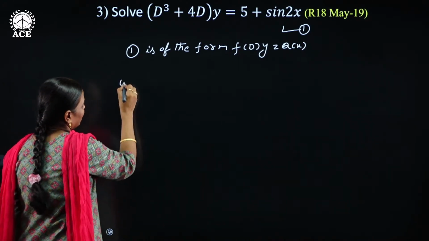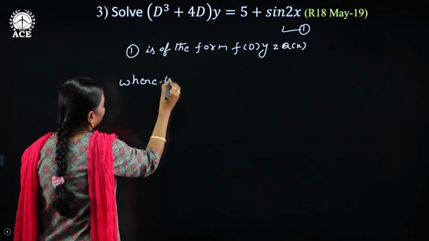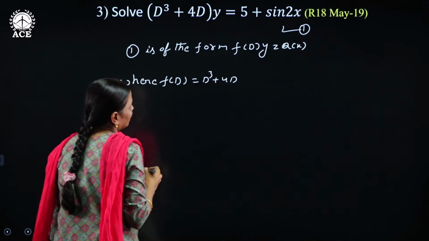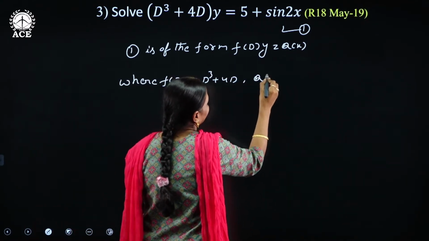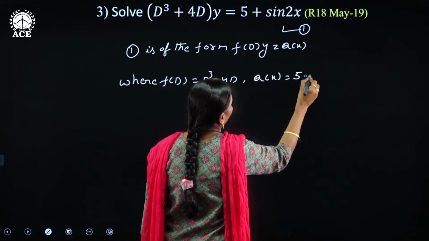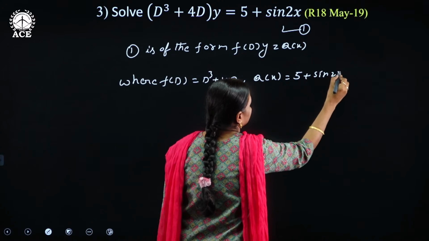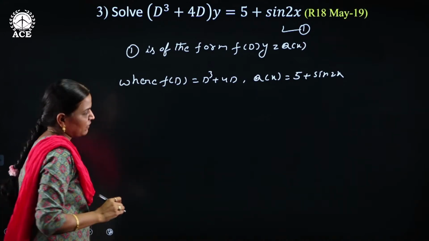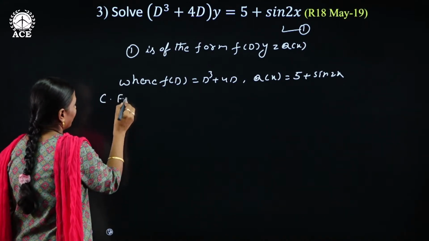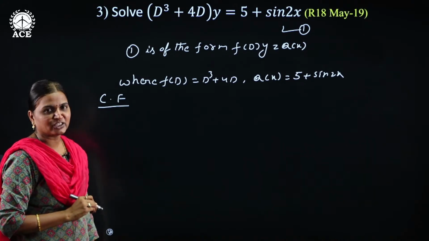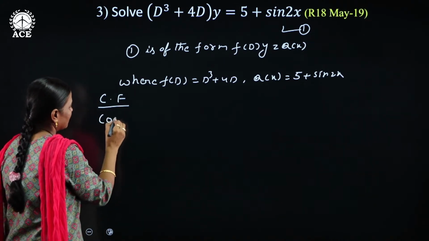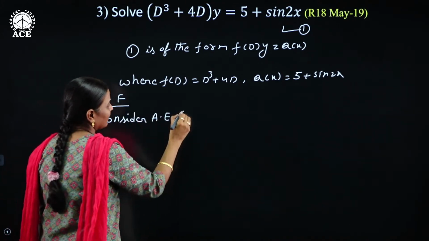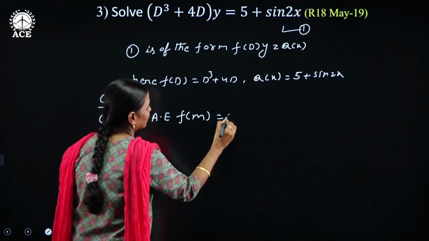So, here what is f of d? Where f of d is equal to d cube plus 4d. And what is q of x? Here q of x contains two terms. Q of x is equal to 5 plus sine 2x. So first, write the complementary function. What is the complementary function? To write the complementary function, consider the auxiliary equation. So the auxiliary equation is f of m is equal to 0.